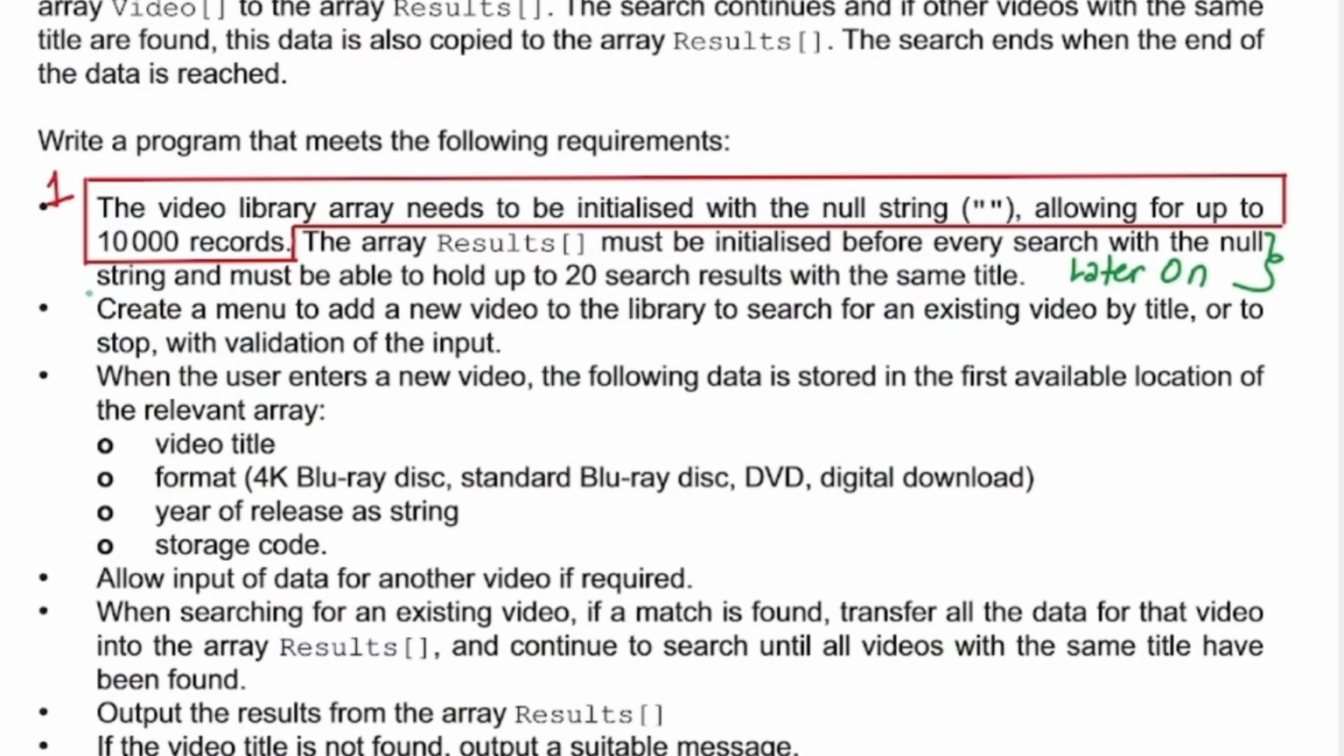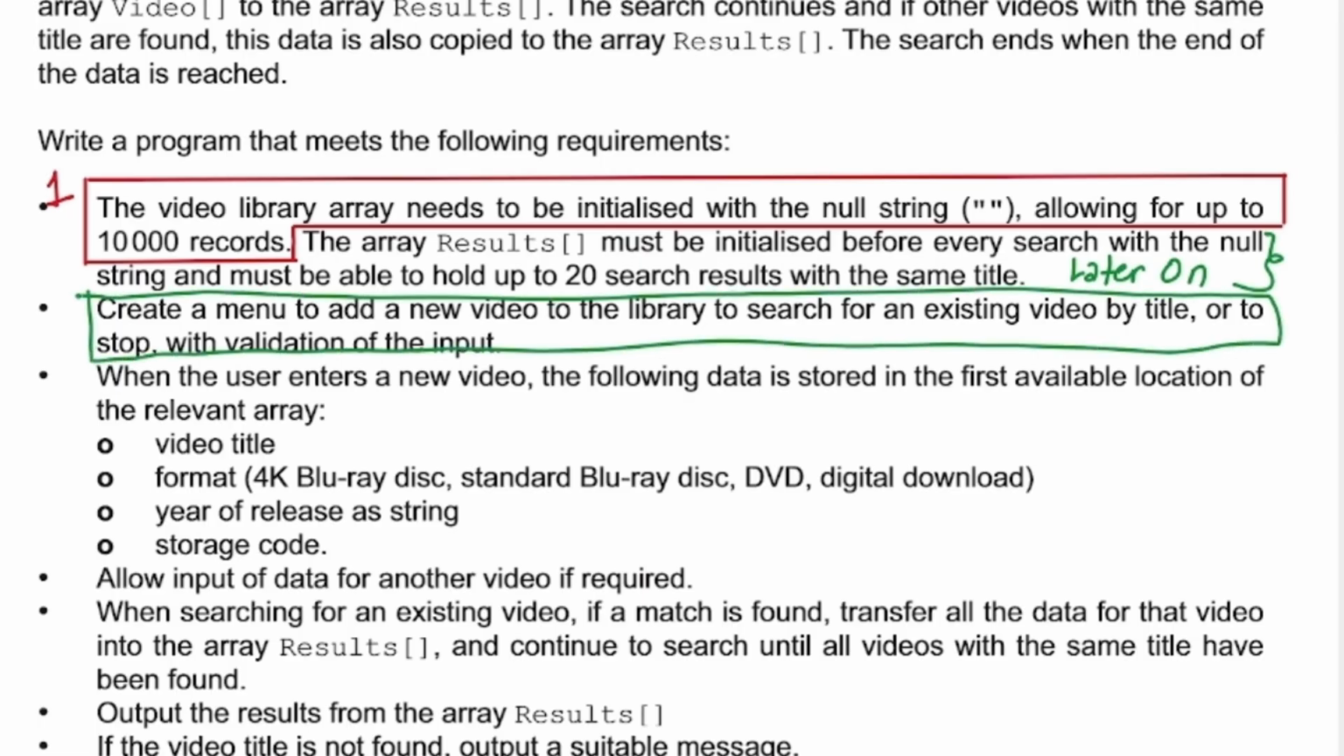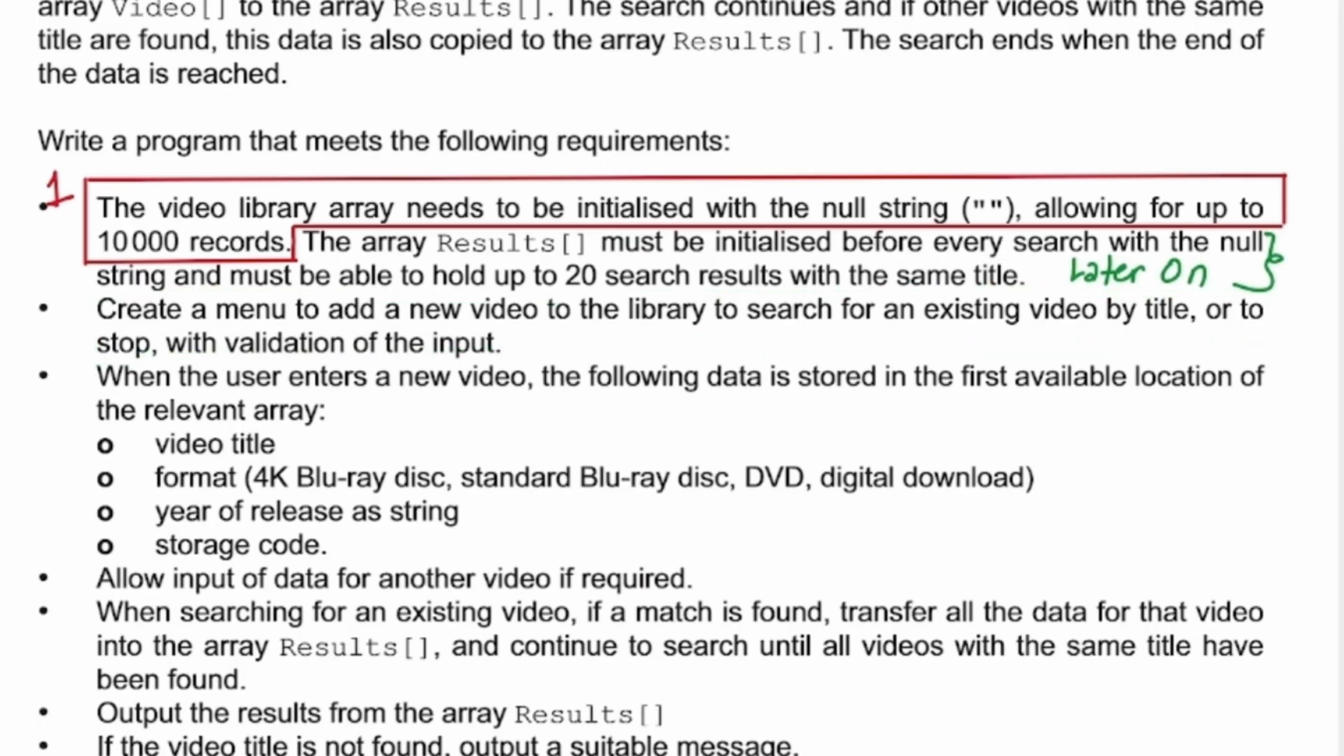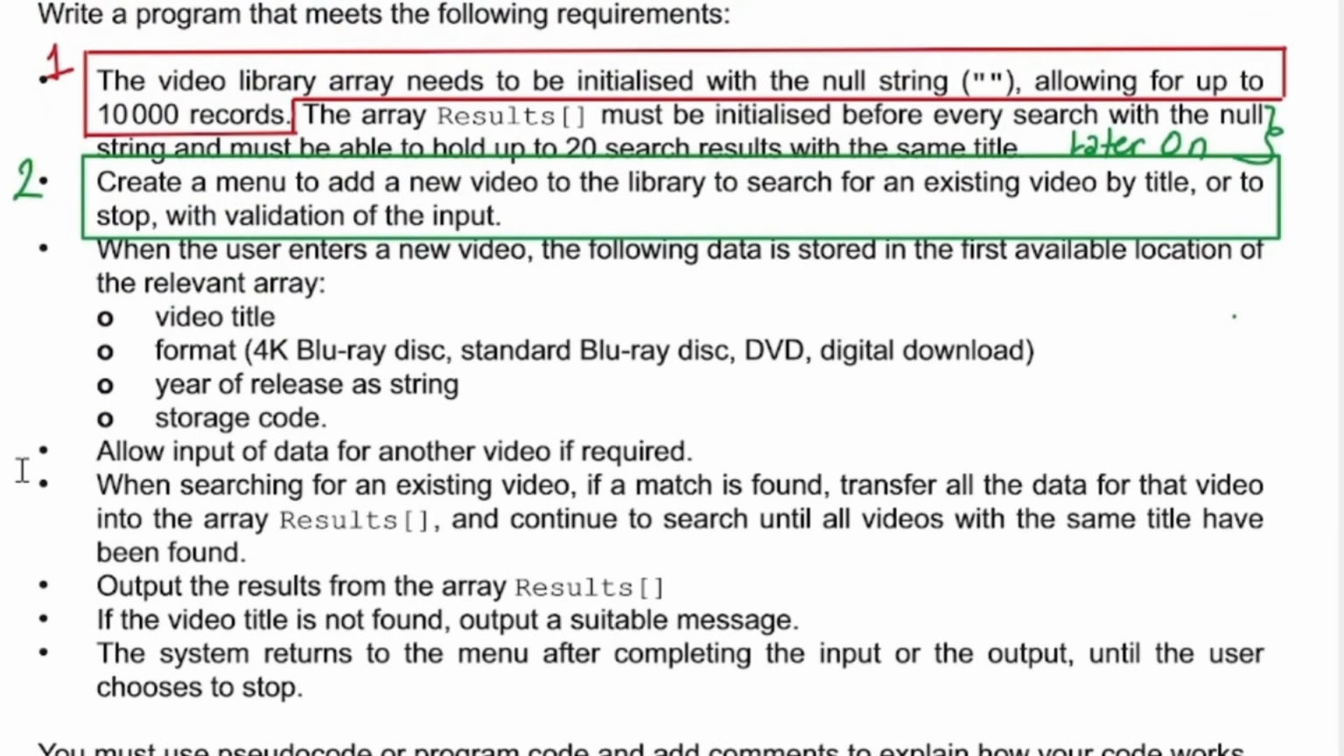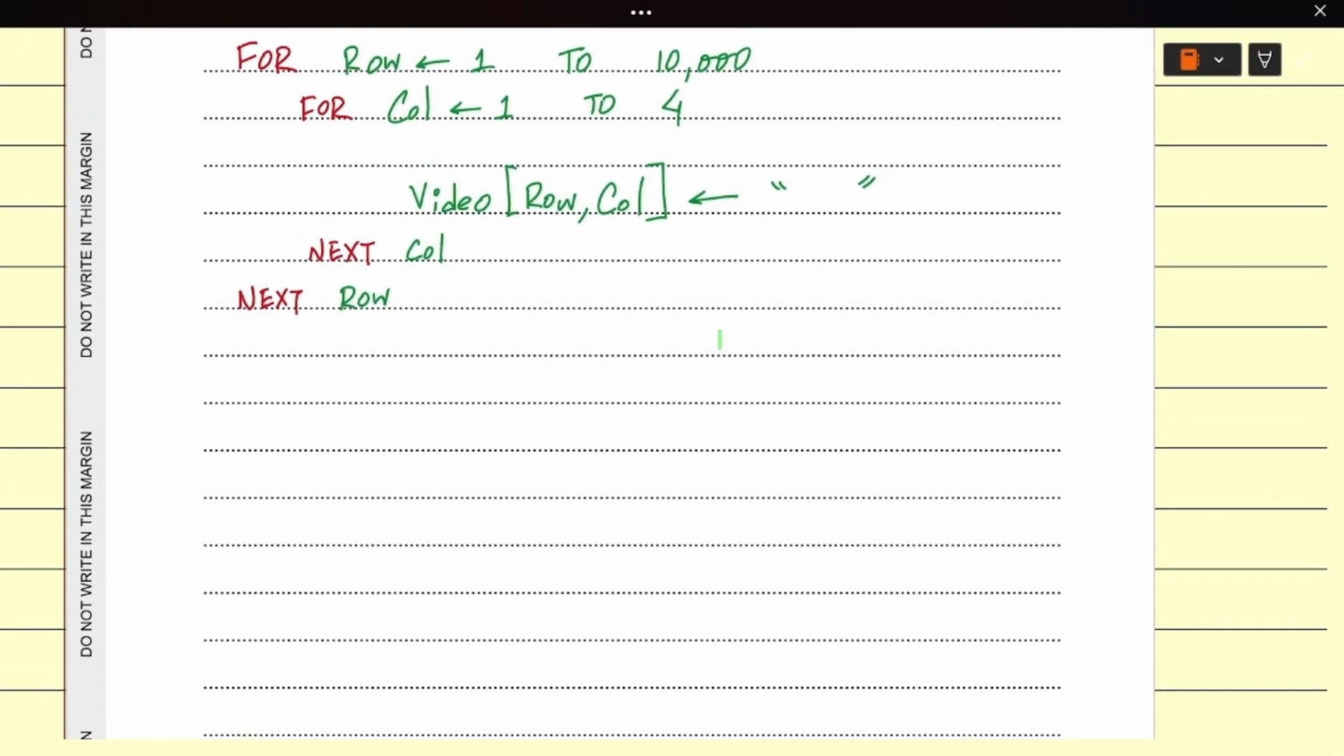Create a menu to add a new video to the library, or to search for an existing video by title, or to stop the program with validation of the input. So here we are starting the menu for this program. So requirement number 2: output the menu and validate the input by the user.